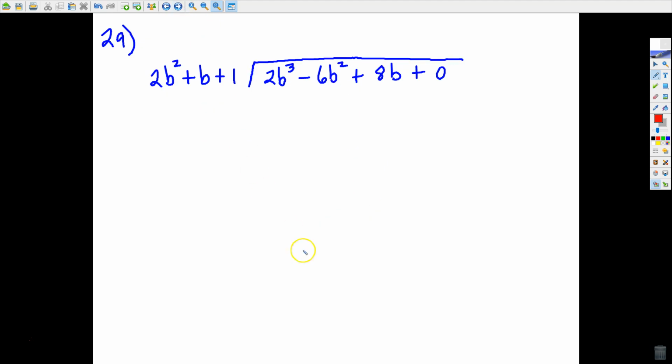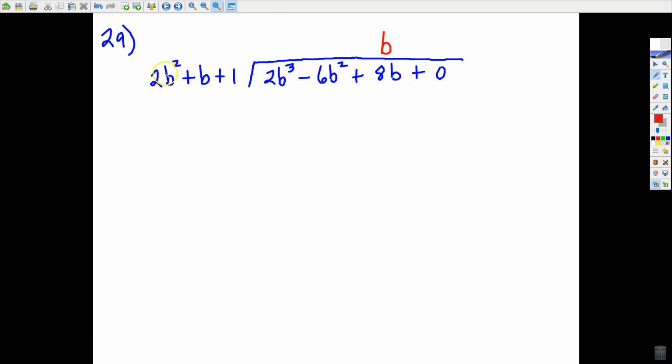Okay, let's try one more. Number 29. Okay, got it set up for us. And so let's start the division. First term, 2b squared, into first term, 2b cubed. Well, that goes b times. 2b squared into 2b cubed, that's b.